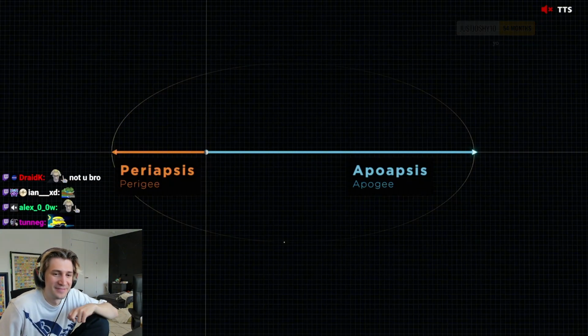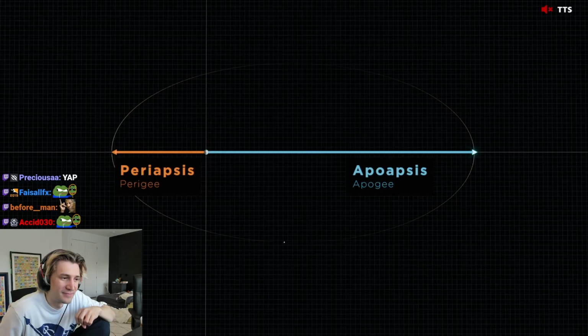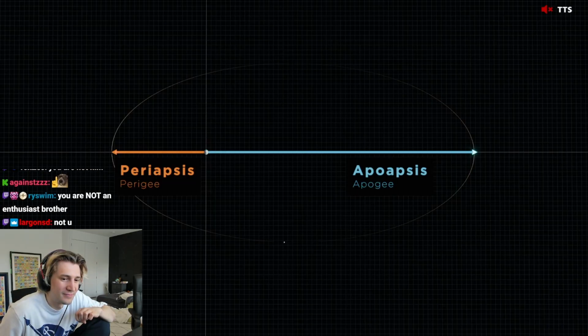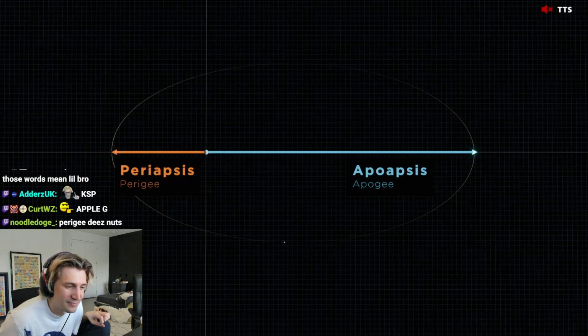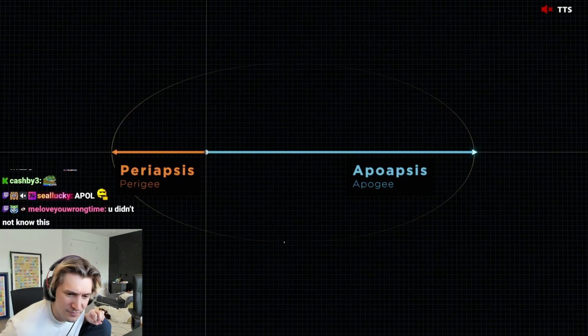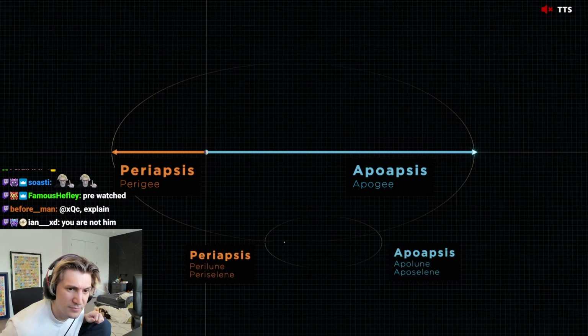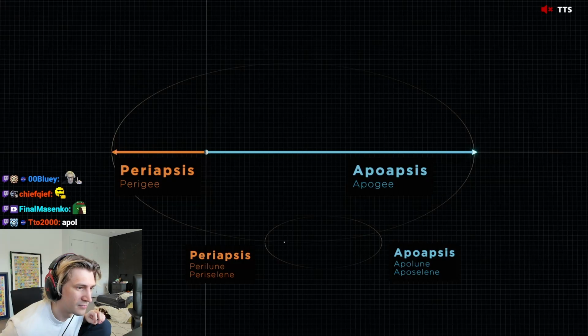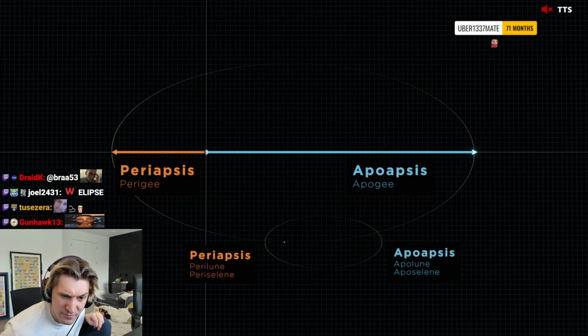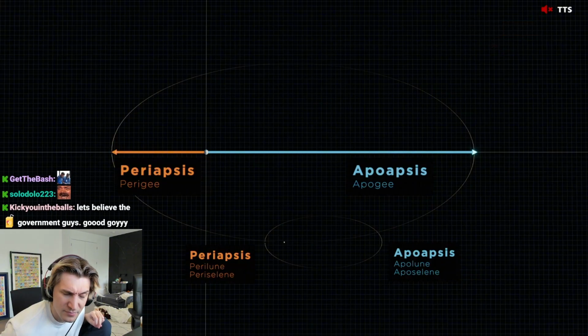The difference is that apoapsis and periapsis are universal to all orbits, and perigee and apogee are specific to orbits around the Earth. Likewise, the moon has its own version of this for objects orbiting it: perilune and apolune, also periselene and aposelene. So there's always more than one term in astronomy.